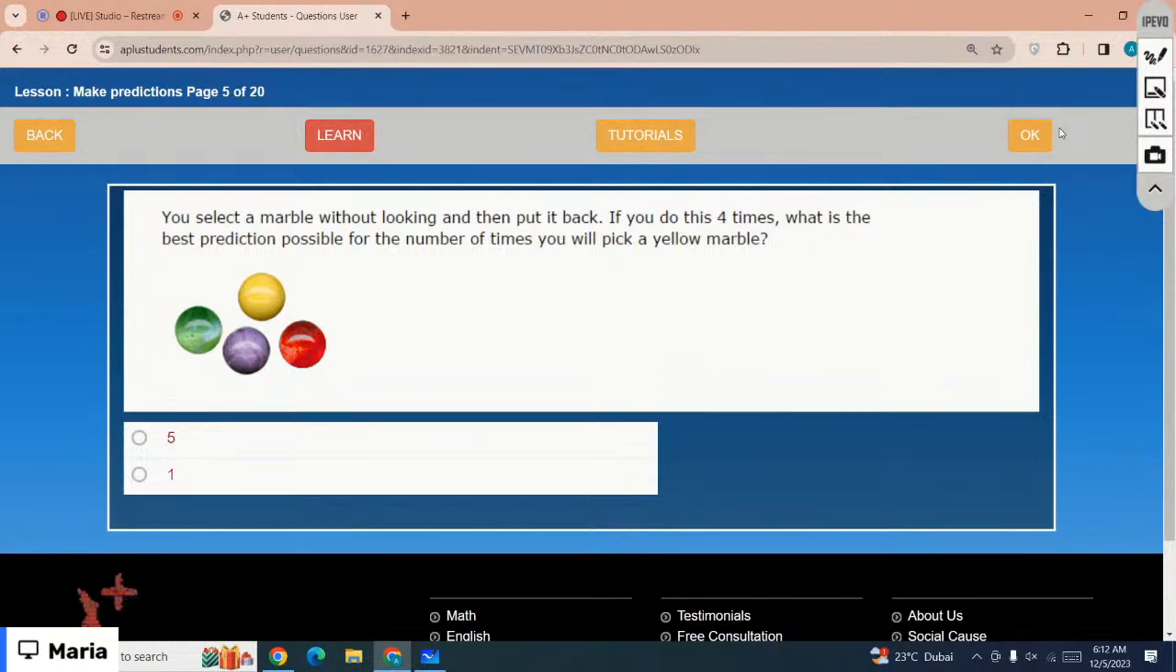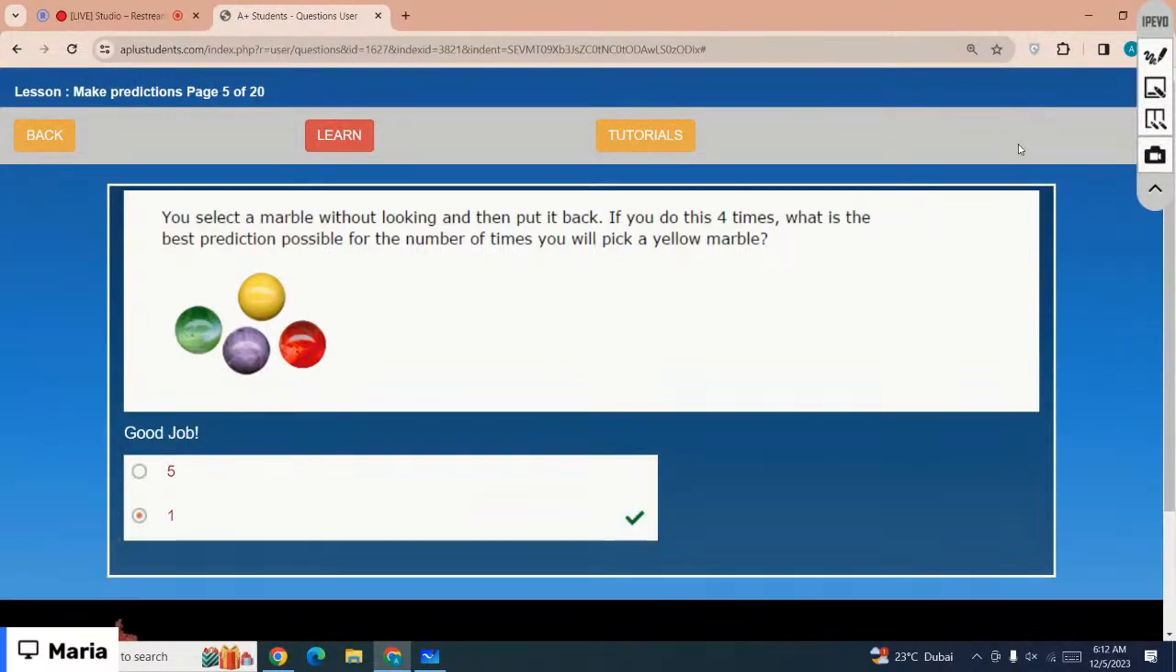The correct option is yes, it is 1. You have only one option it will land on. You will pick the marble, right?